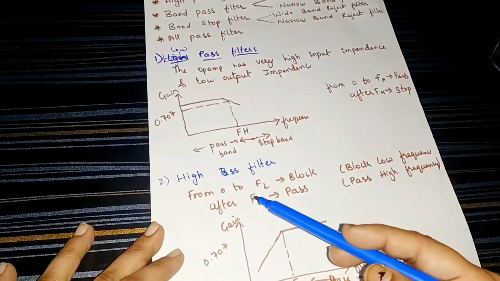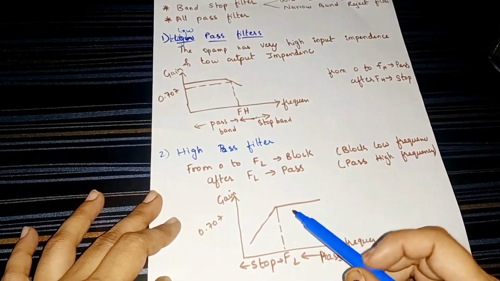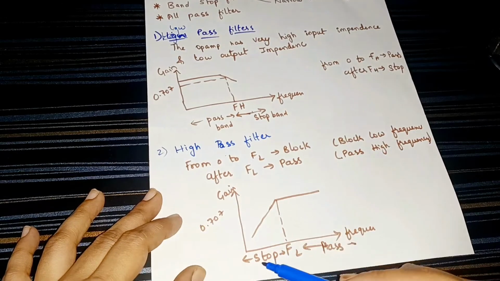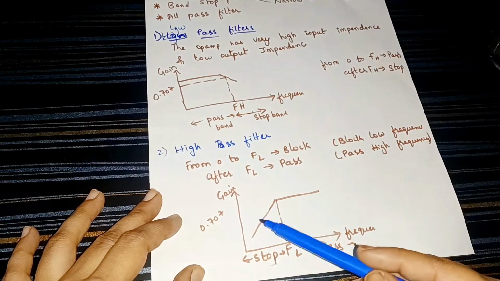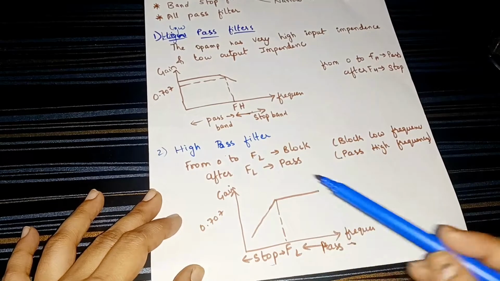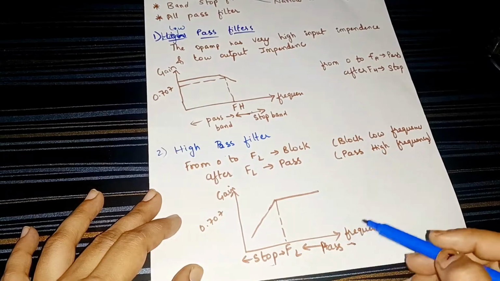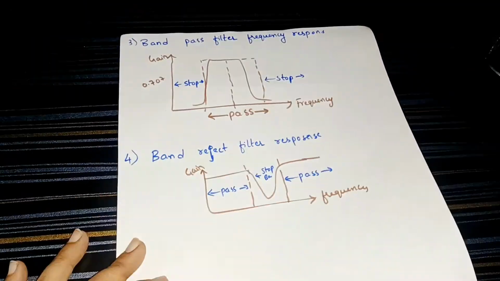And the high pass filter, what is it doing? From 0 to FL, up to this point, it is going to block all the frequency, that is, we stop that frequency range. And after FL, the cutoff frequency, we are going to pass whatever is present in the higher range.